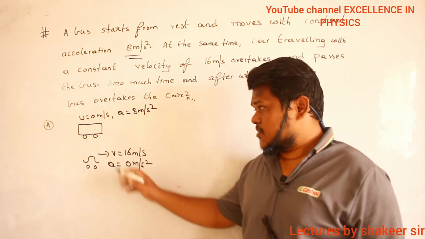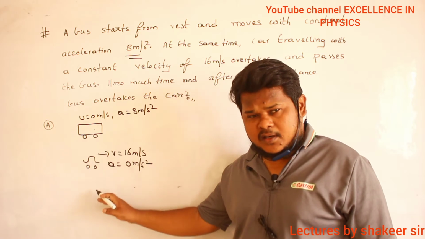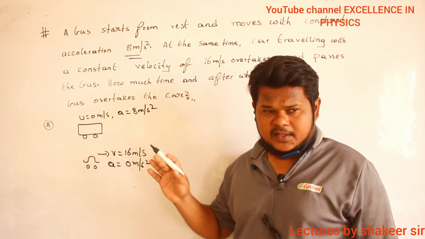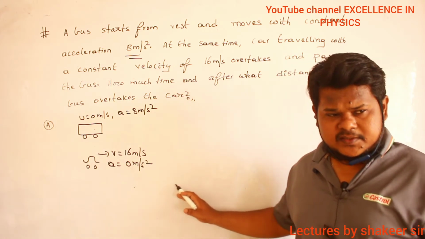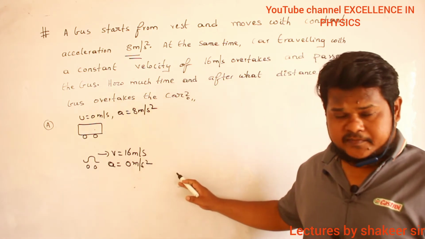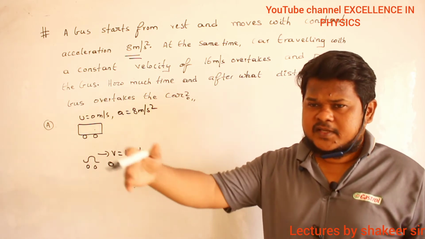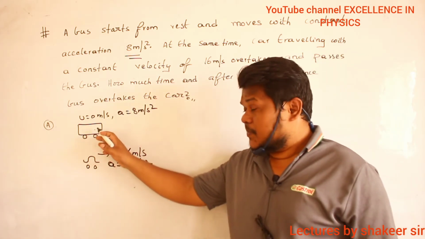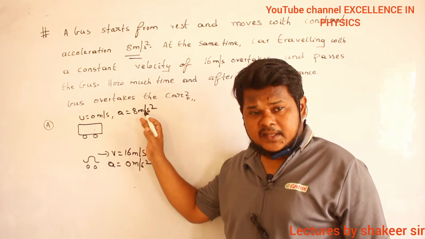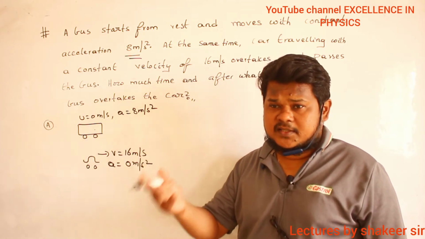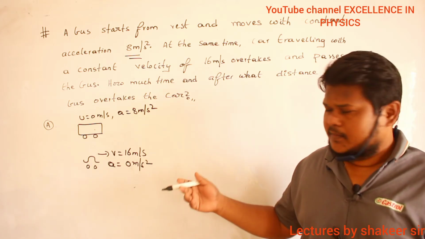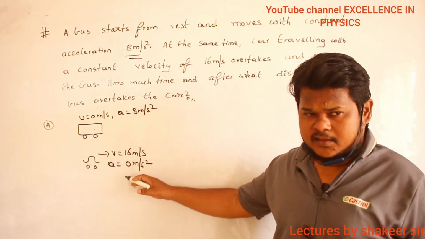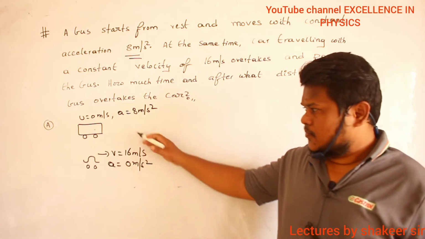First, the bus was in rest position. The car has overtaken the bus. But the car is traveling with the same velocity. Velocity of the car is not changing, so it continues to travel with the same velocity. But you see, the bus is having acceleration. Acceleration means its velocity continuously increases, and at a particular instant of time, definitely the bus will overtake the car. What happens to its velocity?